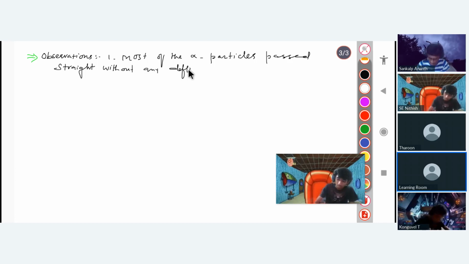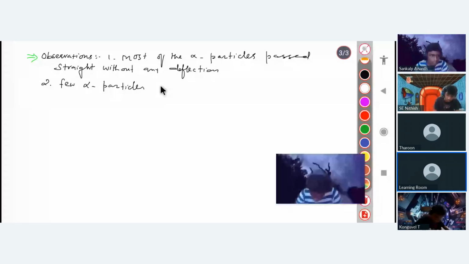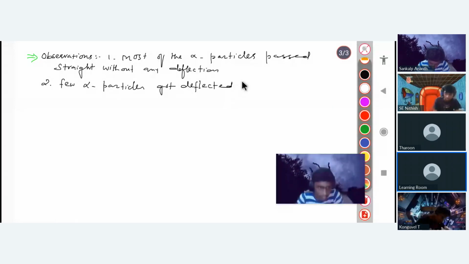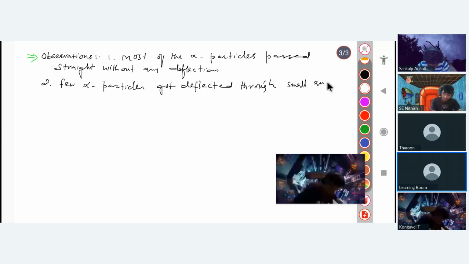Then the next thing he observed was that few alpha particles got deflected through small angles, right? Yes, sir. Small angle means less than 90 degrees, right? That is an acute angle.